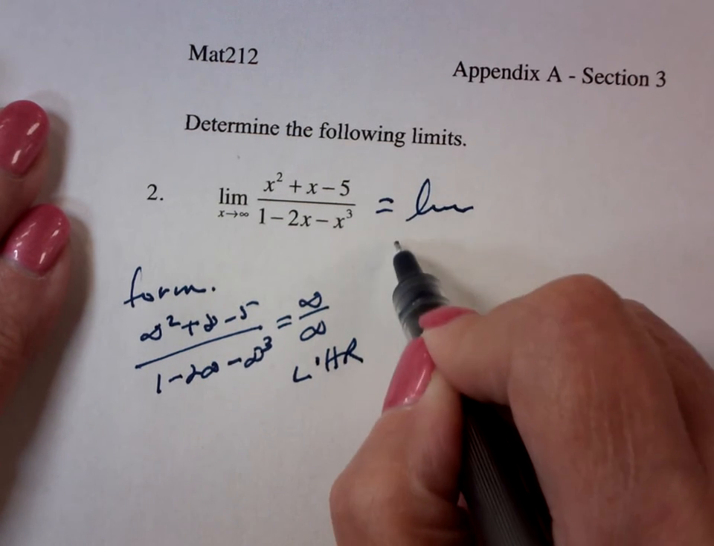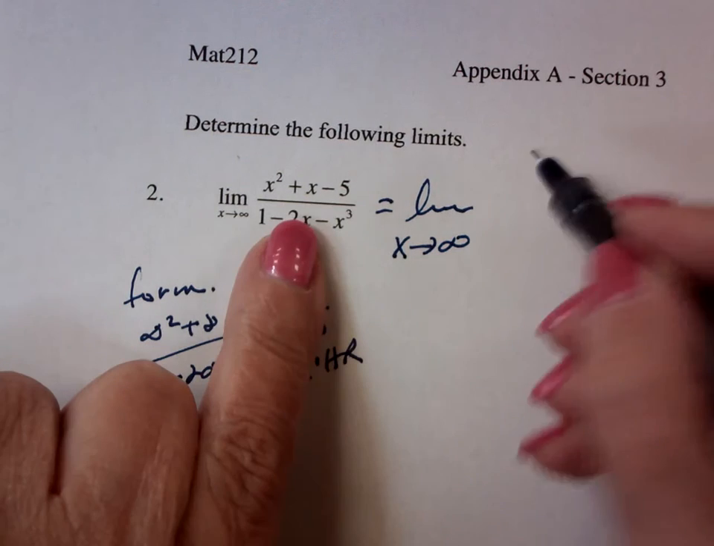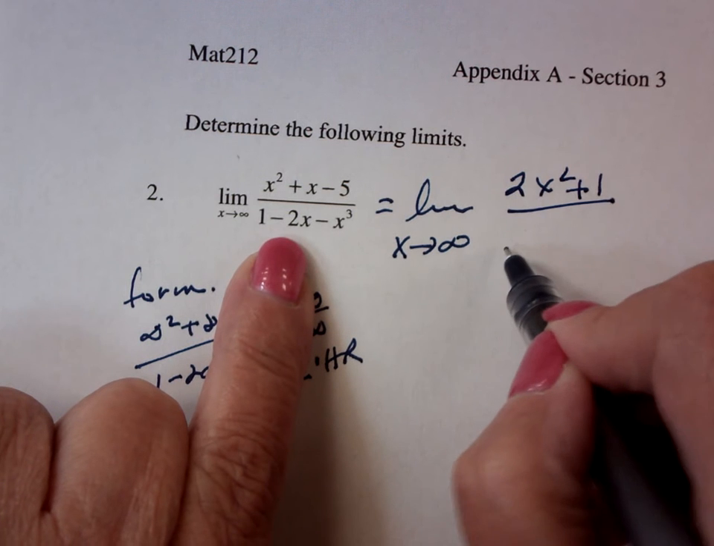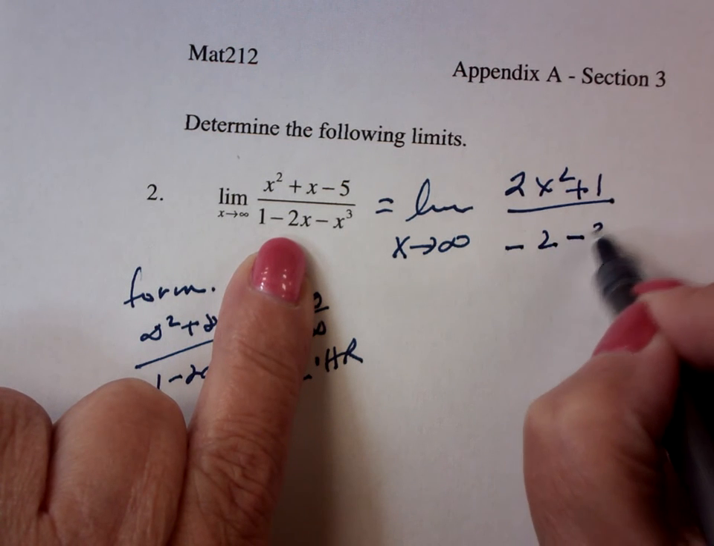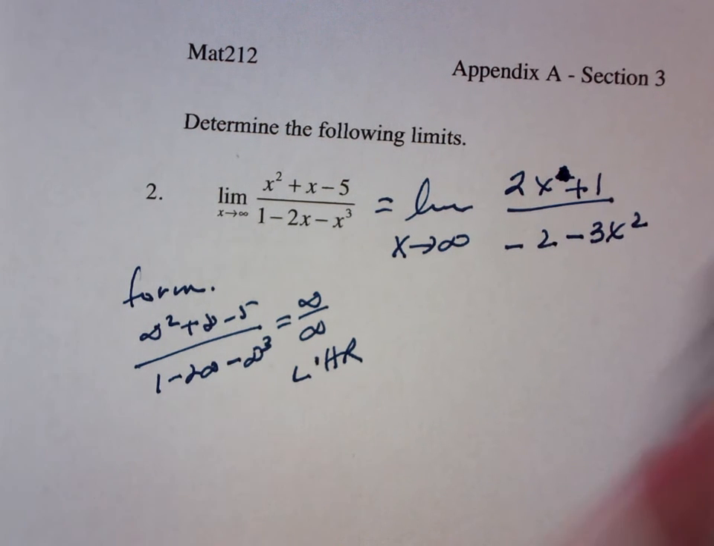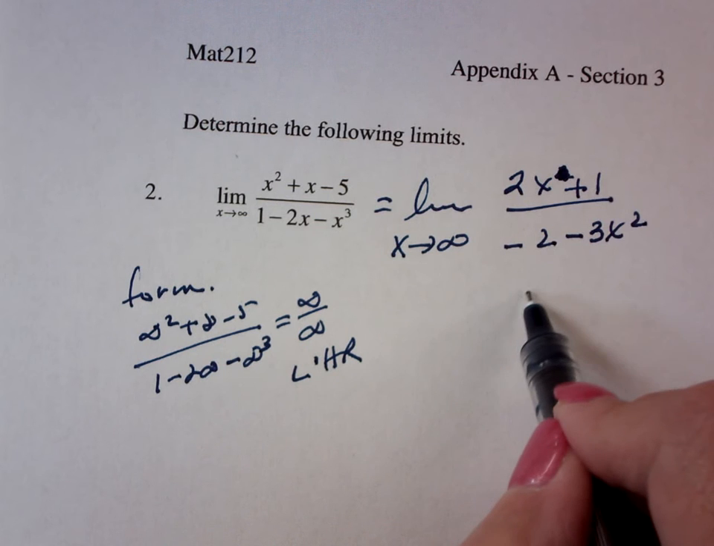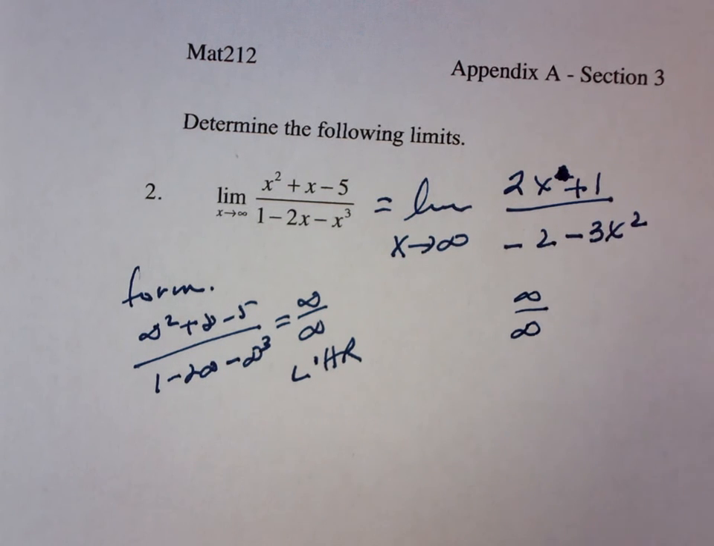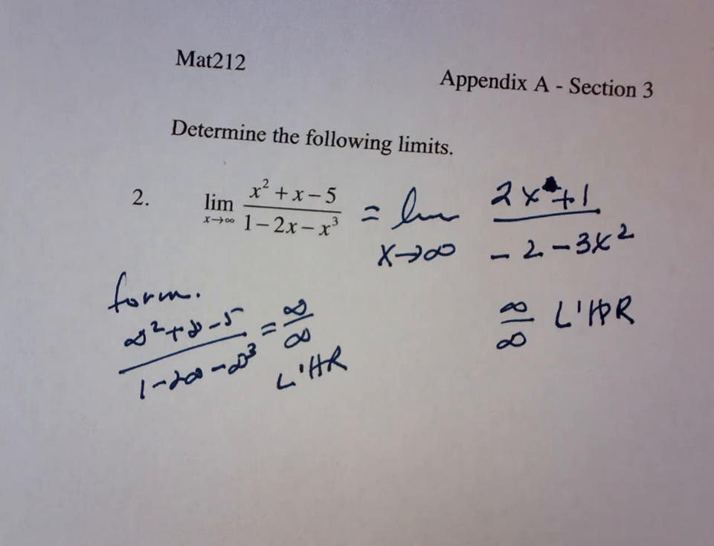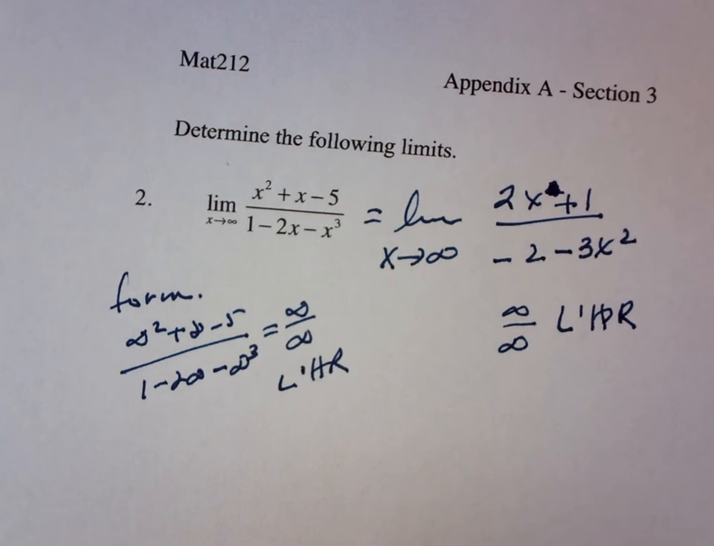So this is the limit as x goes to infinity. Derivative of the numerator is 2x squared plus 1 over minus 2 minus 3x squared. Again, oops, 2x. This is just a 2x. Well, if I try to put infinity in, and again, what do I get? Infinity over infinity, so that tells me, what do I need to do? L'Hopital's rule again. L'Hopital's rule until I get something that's not going to screw me up.